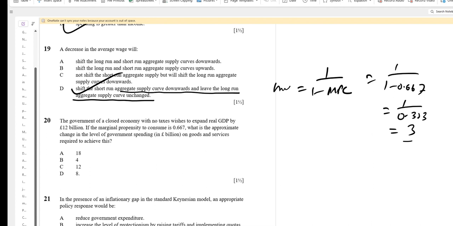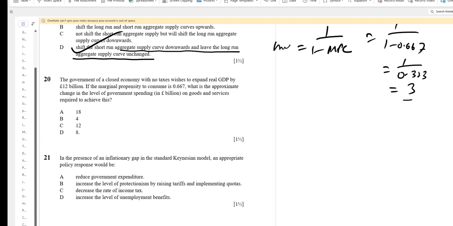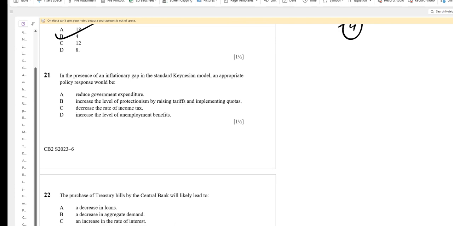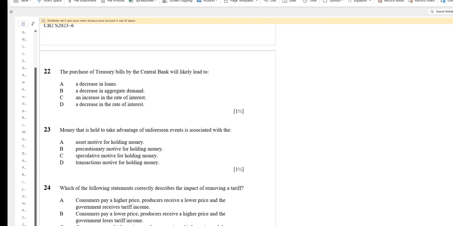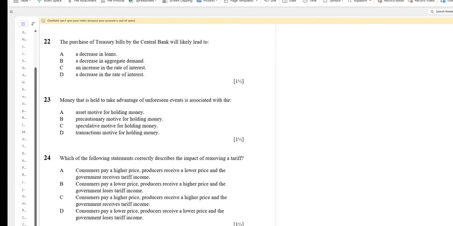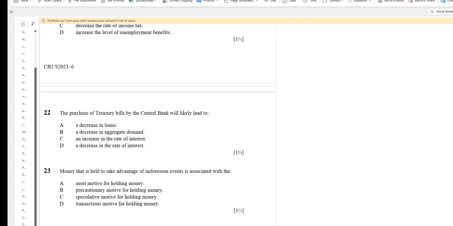Okay. So here we go. And the GDP deflator calculation, delta G equal to 12 by 3, that is 4 is the answer. So 20 is B. 21, in the presence of the inflationary gap in the standard Keynesian model, an appropriate policy response would obviously be to reduce the government expenditure. Next, 22, the purchase of the treasury bill by the central bank will likely lead to a decrease in the interest rate.